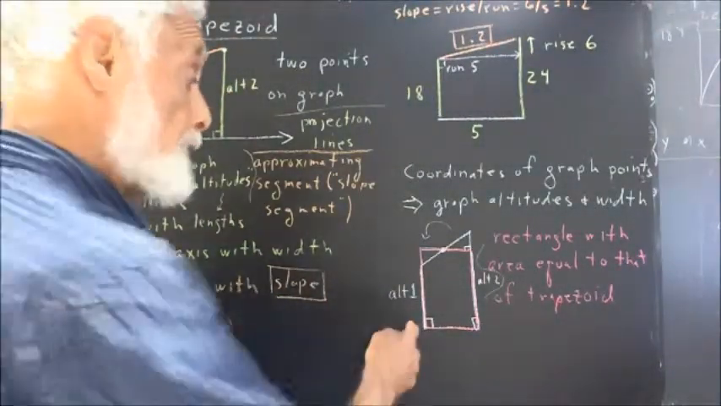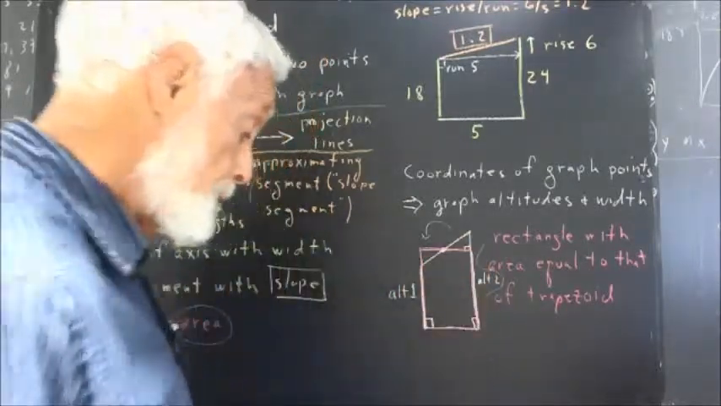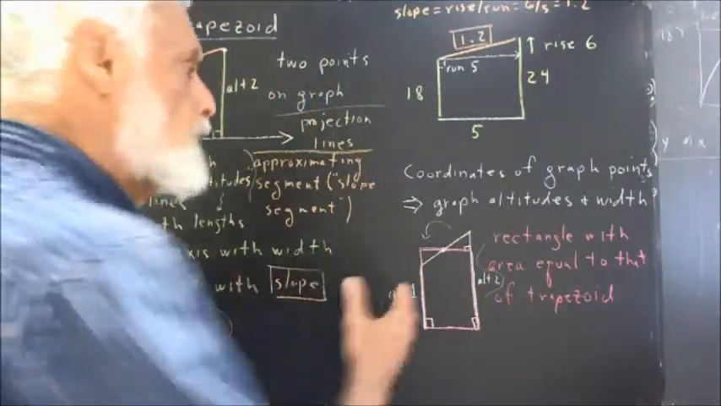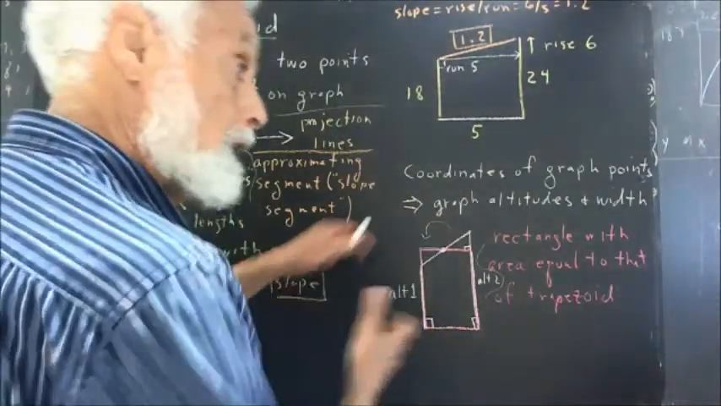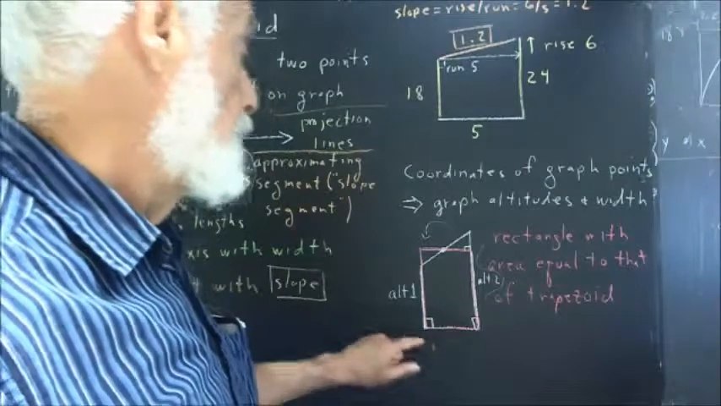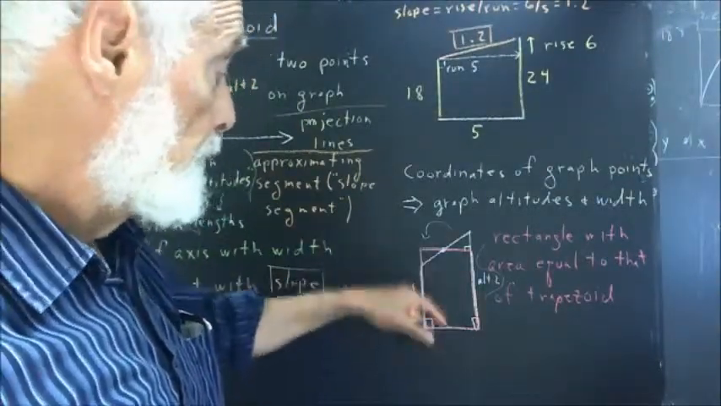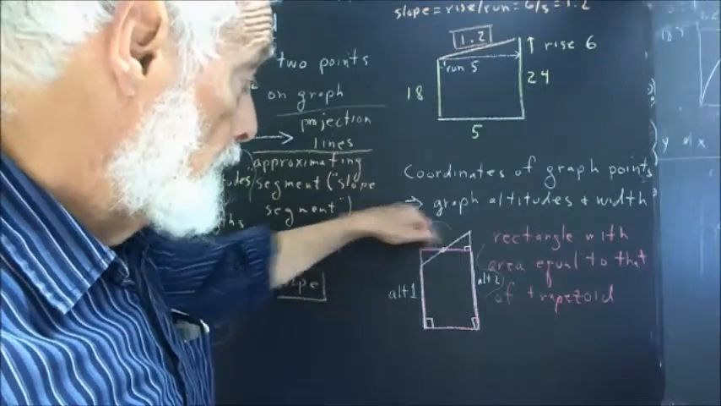Now, if the altitudes of the original trapezoid were altitude 1 and altitude 2, then what are the dimensions of the rectangle? Most specifically, we do know the width of the trapezoid, and that's going to be the same as the width of the rectangle. What's the altitude of this rectangle?